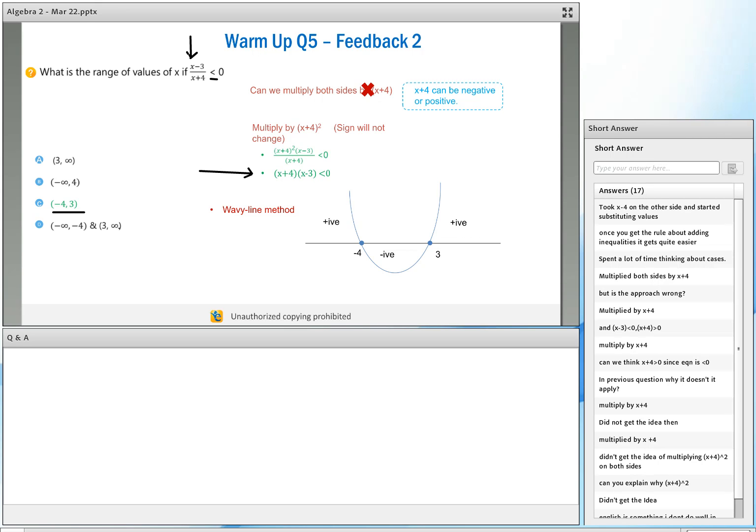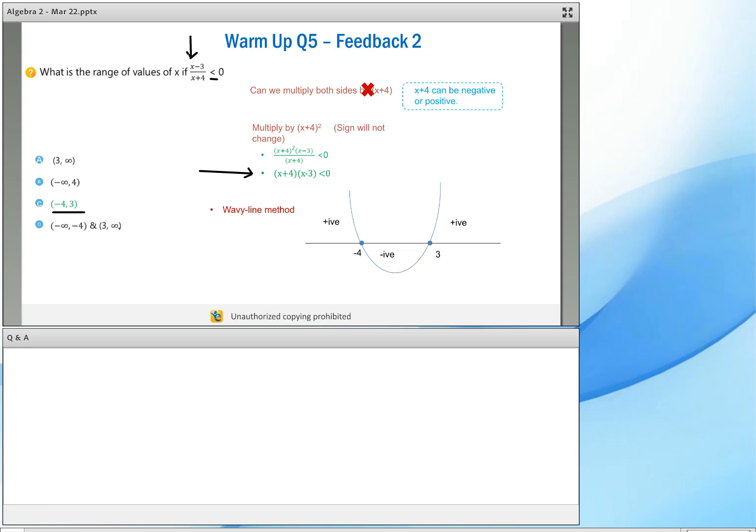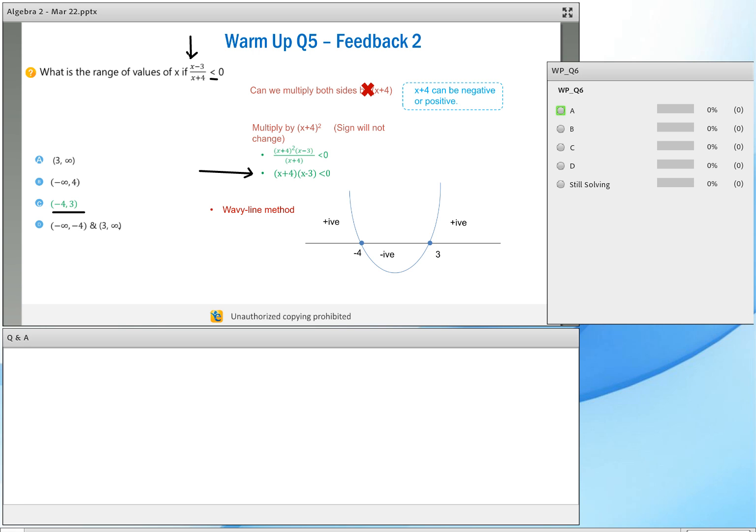If you have questions, you can put them in the Q&A pod. But now we're going to go to our question number 6, which is our last warm-up question before we start solving real questions. Again, these are questions that you should know answers to before getting into this webinar, or you should be comfortable solving them. So, warm-up question 6.